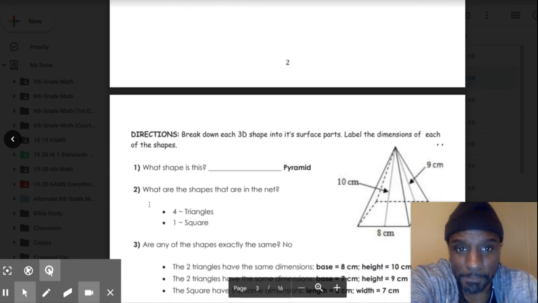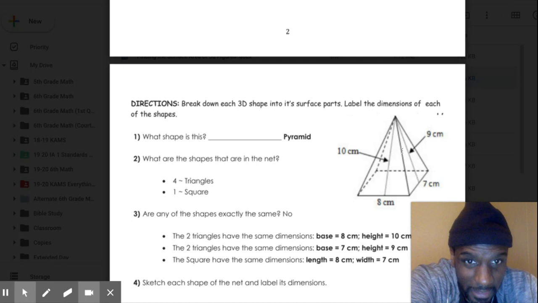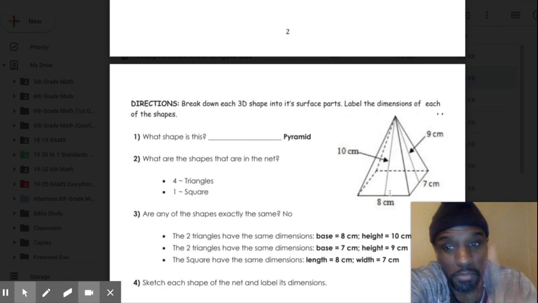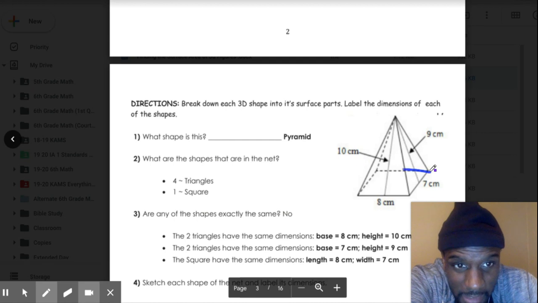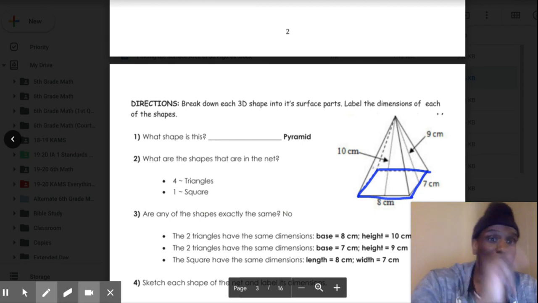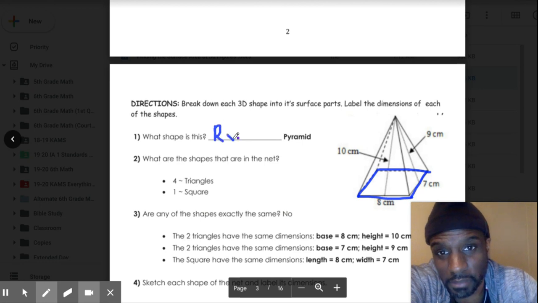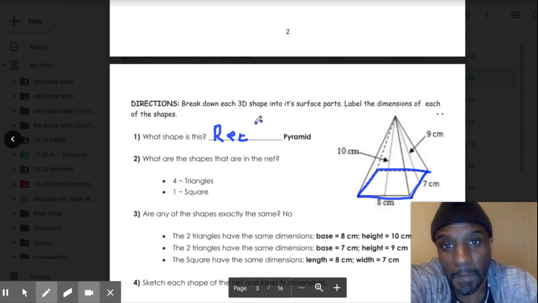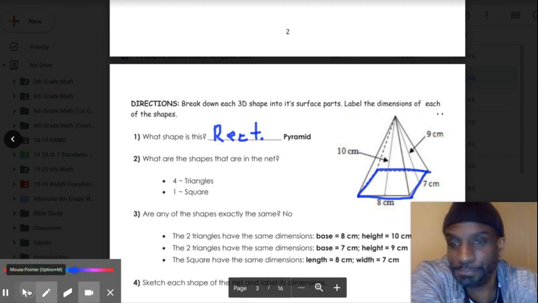Going up here, it says, what is this shape? Looking at this, it is a pyramid because it has one base, but it is a what? Rectangular pyramid. I'm passing by 8 and I'm passing by 7. So my length is 8, my width is 7. So this is a rectangular pyramid. Okay, now here we go.